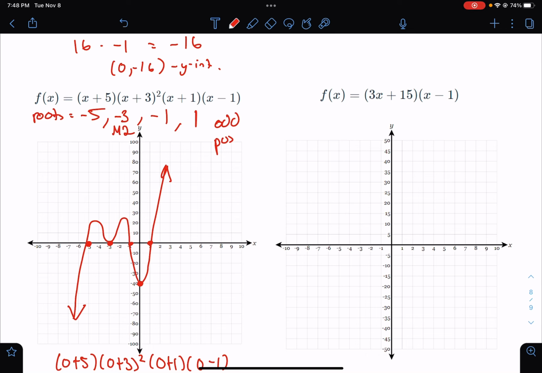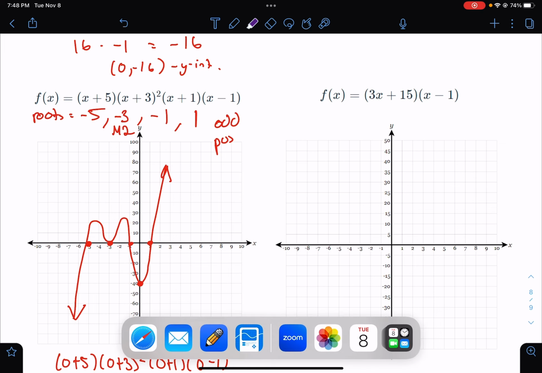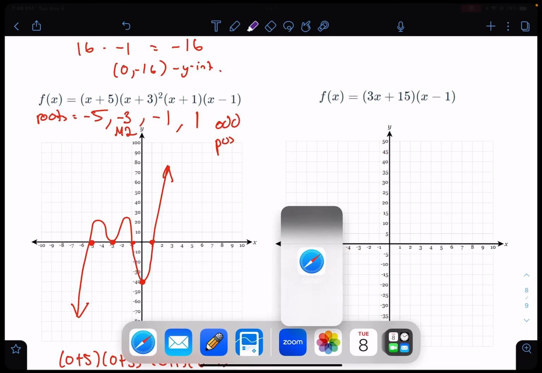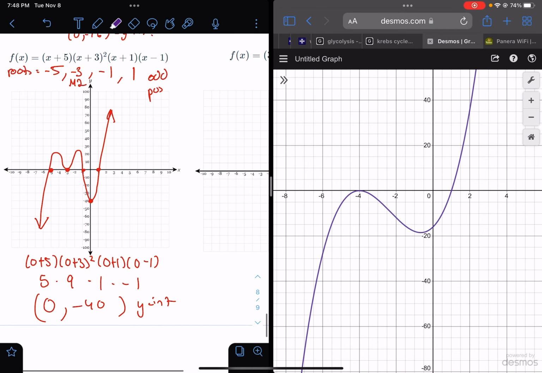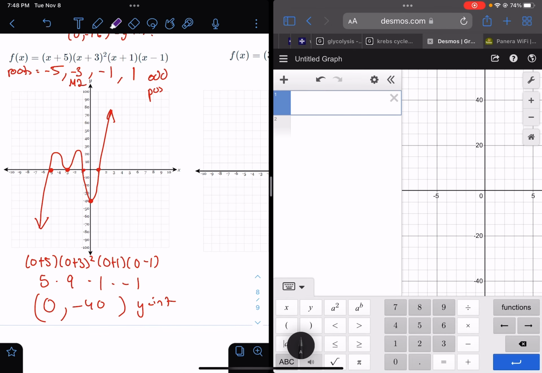All right, do we know how high these little humps go? No, we really don't. That's okay though. As long as you're getting the roots in there, you're good to go. You need your roots and your y-intercept and then bounce points. And again, we'll go ahead and check this on Desmos.